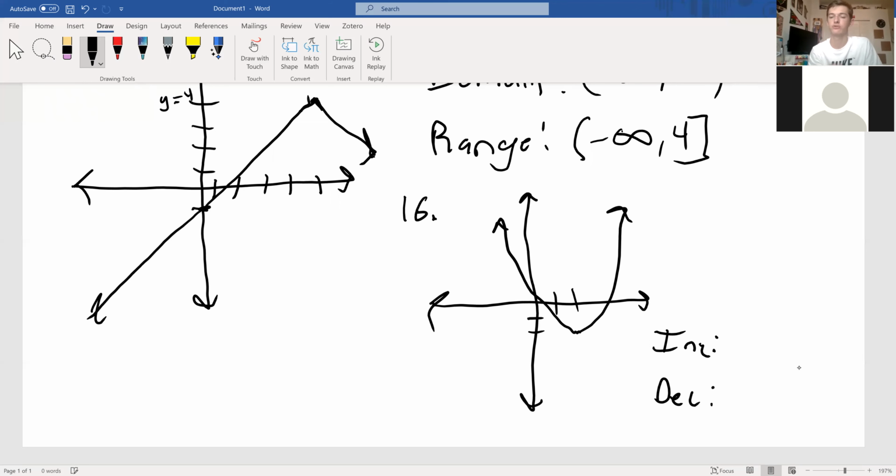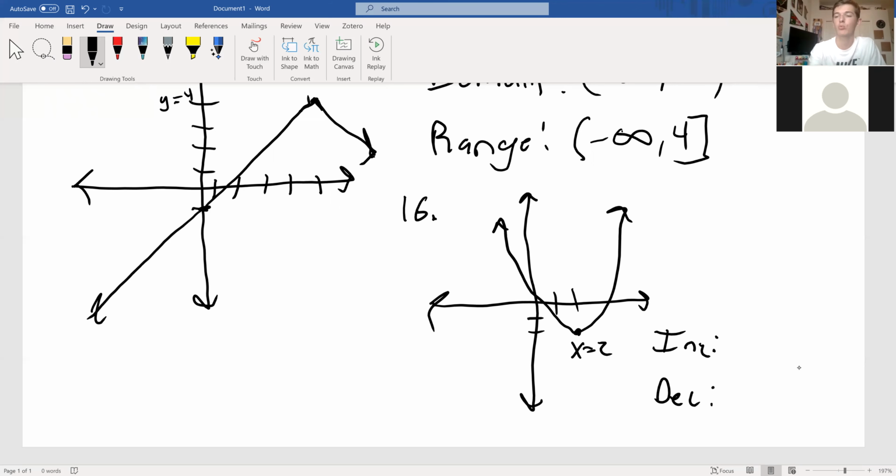Whenever you're doing intervals for increasing and decreasing, you only write down the x values. You take into account the y, seeing if it's increasing and decreasing. But when you're writing your intervals, you only write your x values. So my increasing one, well, it's increasing on this side and it switches at, that's the x value, x equals 2.